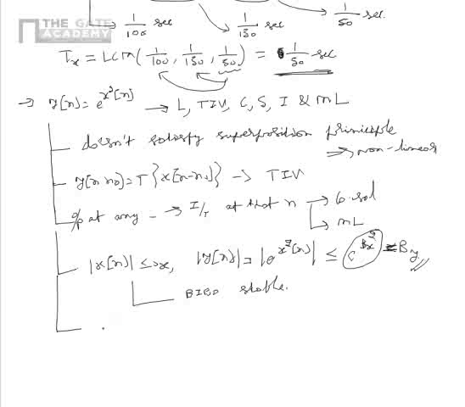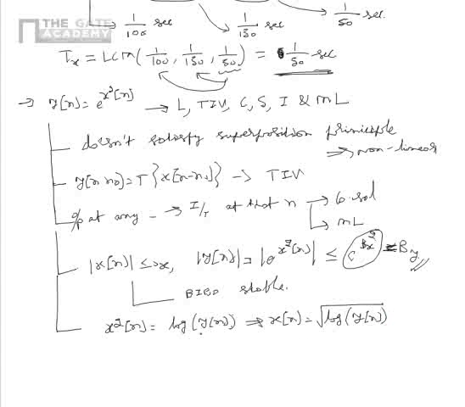Finally, for invertibility, we can write the given transformation as x square n is equal to log of y of n. This can further be reduced as x of n is equal to square root of log of y of n.